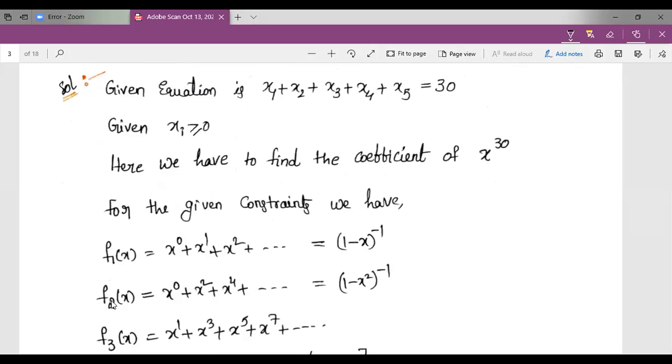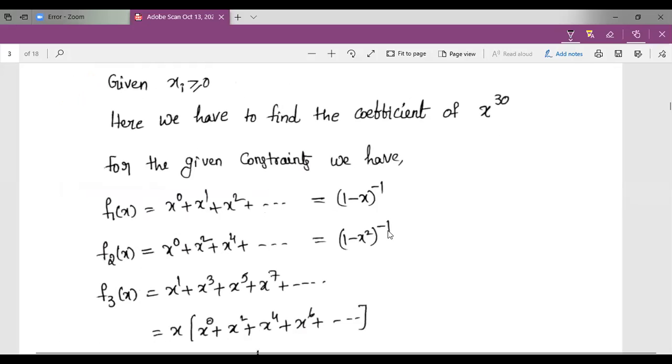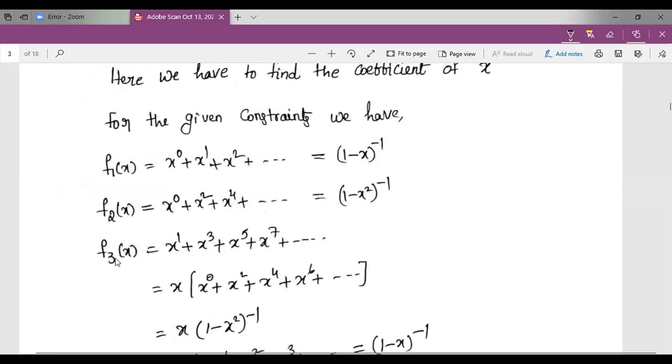So the function for x2 is f2(x) = x^0 + x^2 + x^4 + and so on. So this is the binomial expansion for (1 - x^2)^(-1). Okay, (1 - x^2)^(-1). So next, f3(x).